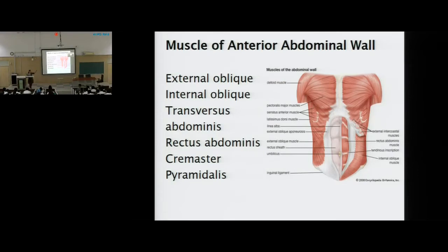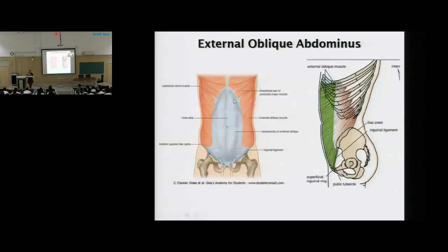So there are two obliques, the external and the internal oblique, and then the transversus abdominis, then in the midline we talked about the rectus abdominis. We have not yet talked about the cremaster, we'll talk of that, and then another muscle in the center is the pyramidalis. It is a small muscle, we'll talk of that again. Now coming on to the external oblique. These are the fibers of the external oblique.